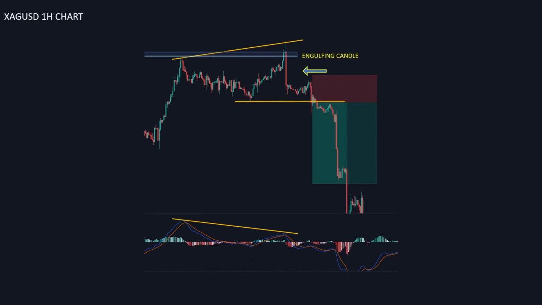Let's summarize how many confirmations we have. The first confirmation is support and resistance. The second confirmation is the trend line. The third confirmation is the engulfing candle. The fourth confirmation is that the price has broken through the previous higher low. And the fifth confirmation is MACD divergence.